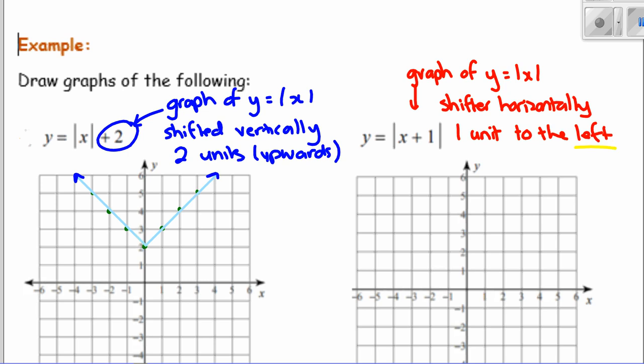So normally the little point would be at 0, 0. If it's moved 1 unit to the left, remember it's the opposite sign to what it says there. So instead of there, it's moved to here. Everything's kind of moved a little bit to the left. There's no dilation factor or anything, so just go straight to drawing the little thing.